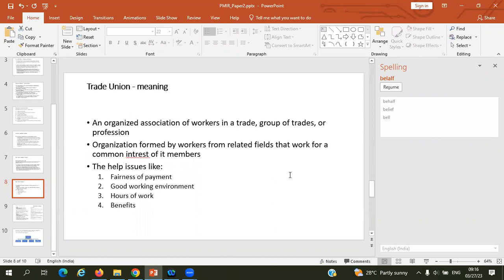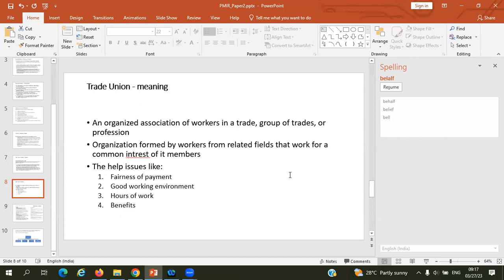Benefits means it could be any benefits. You get salary, you get financial gain, leave, and you have insurance. There could be many benefits along with your employment. So there are many issues arising from these things: your payment, environment, working hours, benefits. Due to these issues, concern differences may happen between you and the employer. So you can take this to the trade union, and they can fight for that.